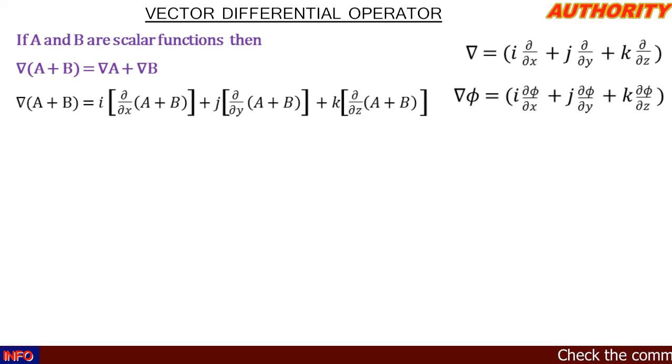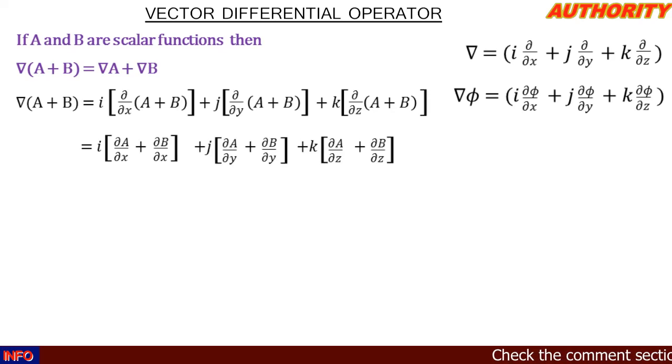Now, look at this. Inside this bracket, we have A plus B. We can use this partial derivative to open it. That is, this partial derivative will act on A and also act on B. That means we are going to have the partial derivative of A with respect to x plus the partial derivative of B with respect to x. This is in the first bracket, and it is on I component. Going to the next one, we also have the partial derivative of A with respect to y plus the partial derivative of B with respect to y, and this is on J component. Now, to the last one, the partial derivative of A with respect to z plus the partial derivative of B with respect to z. Here we have I, J, K components.